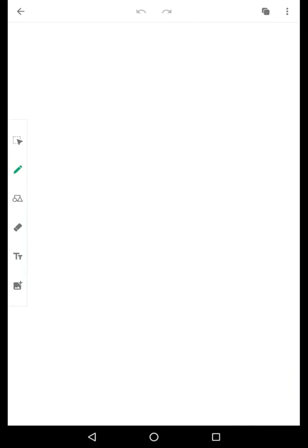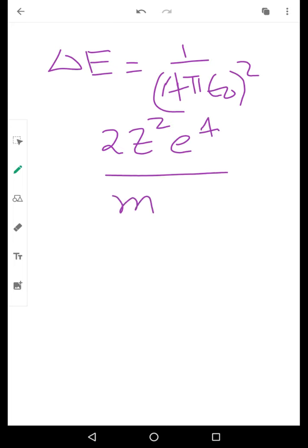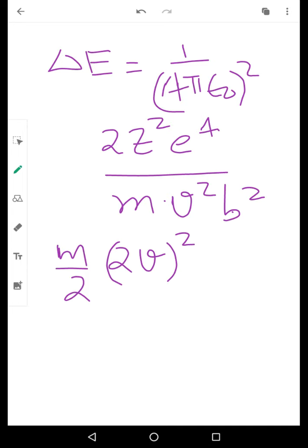So now from the formula, delta E equal to 1 over 4 pi epsilon 0 square, z square e to the power 4 and m v square b square. This delta E, which is the energy transfer to the electron, comes out to be m by 2, and this is 2v now. So 2v square. So this comes out to be this much.